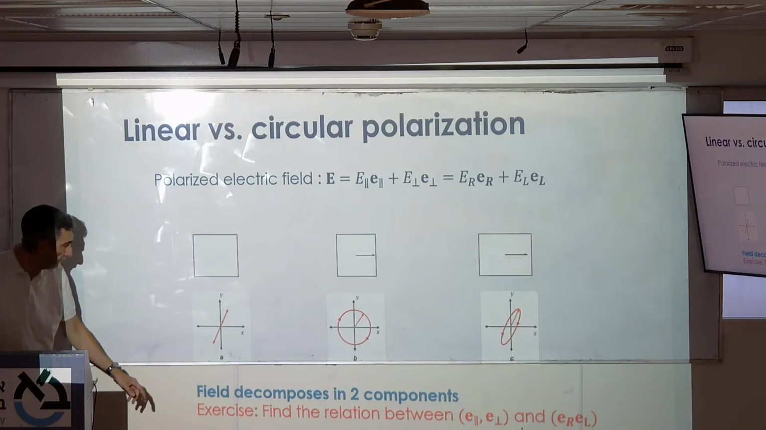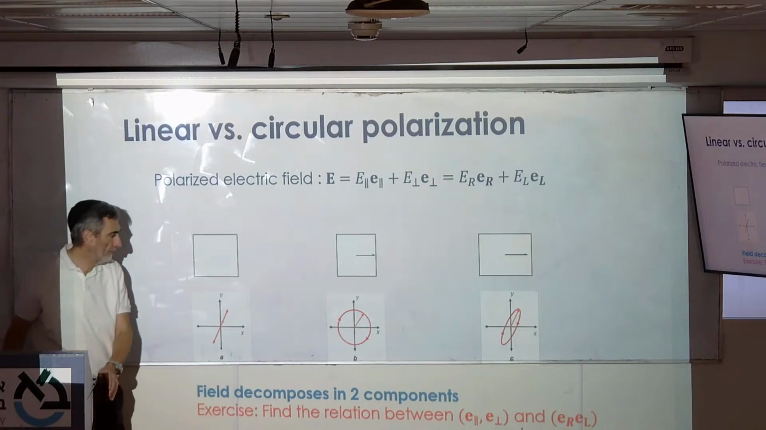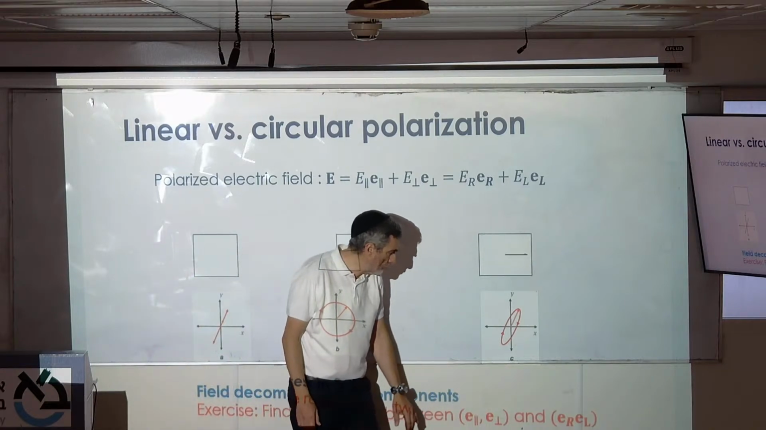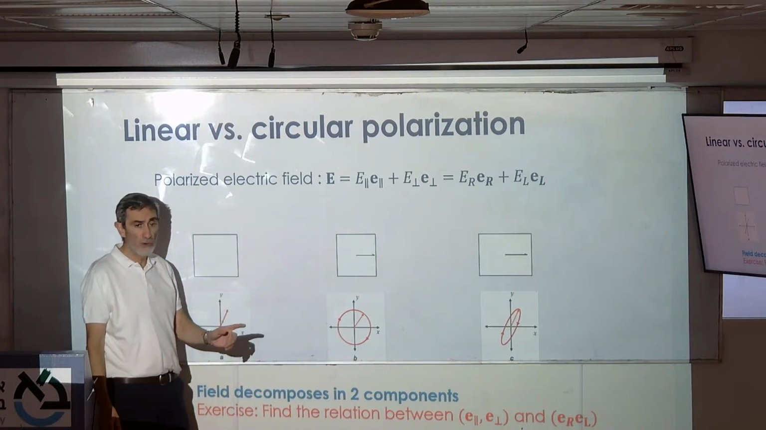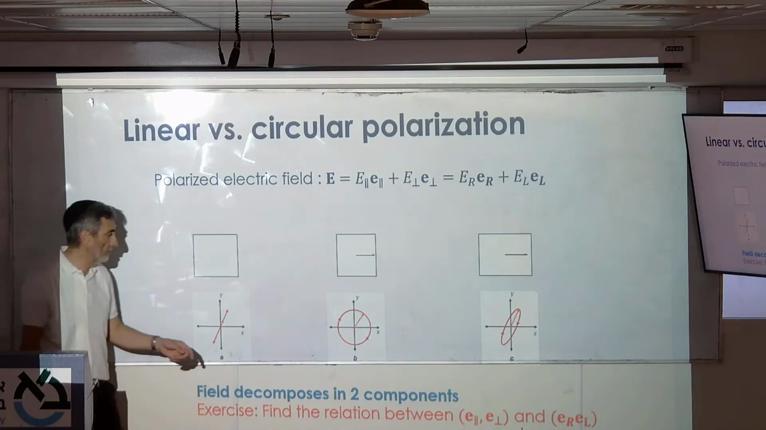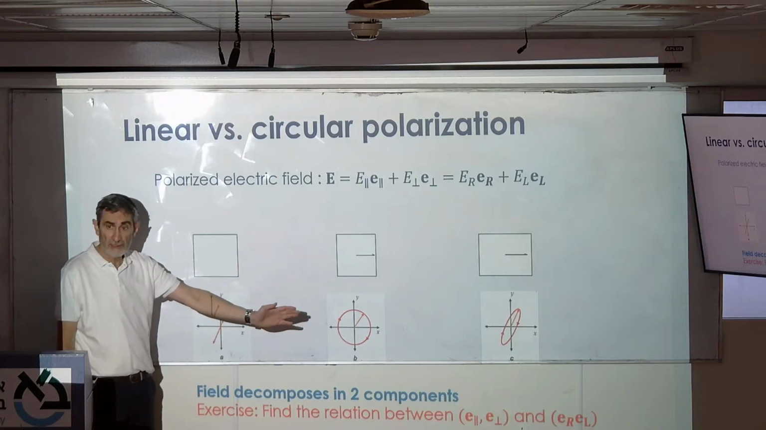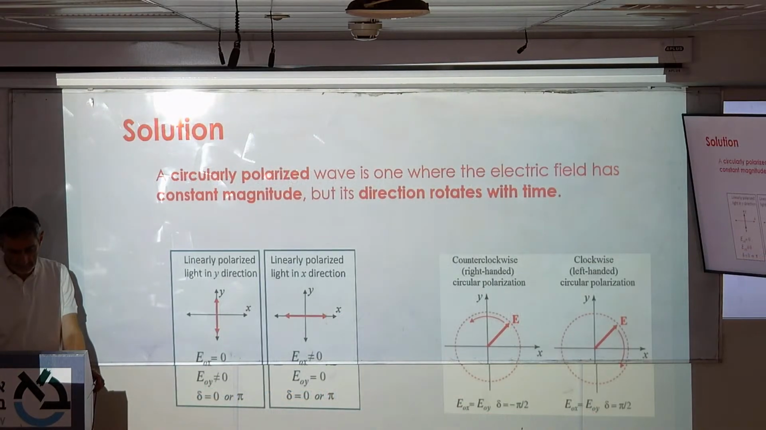So I put here an exercise: find the relation between E parallel and E orthogonal, so that this is one basis for polarization. You can use another basis, which is the basis of circular polarization, either right circular or left circular, depending on the direction of rotation. So this is another basis. You can go from one basis to the other. A circular polarized wave is one where the electric field has constant magnitude, but its direction rotates with time. Good, like here.